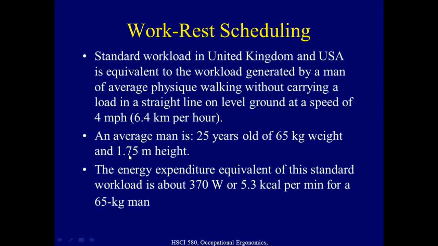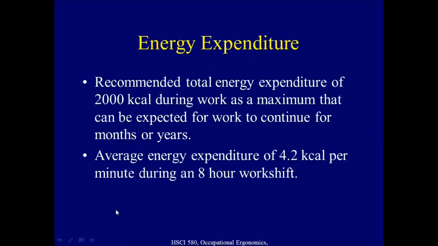If we were to look at that, and you can do the conversions here in terms of weight and height in the English system, but if you were to convert this in terms of energy expenditure, then we'd be looking at equivalent workload of about 370 watts, or about 5.3 kilocalories per minute for a 65-kilogram individual. Energy expenditure then, it's recommended total energy expenditure about 2,000 kilocalories during work as a maximum that can be expected for work to continue for months or years. Average energy expenditure about 4.2 kilocalories per minute during an 8-hour work shift. So this is our number that we're looking at here for an average individual, about 2,000 kilocalories per day.